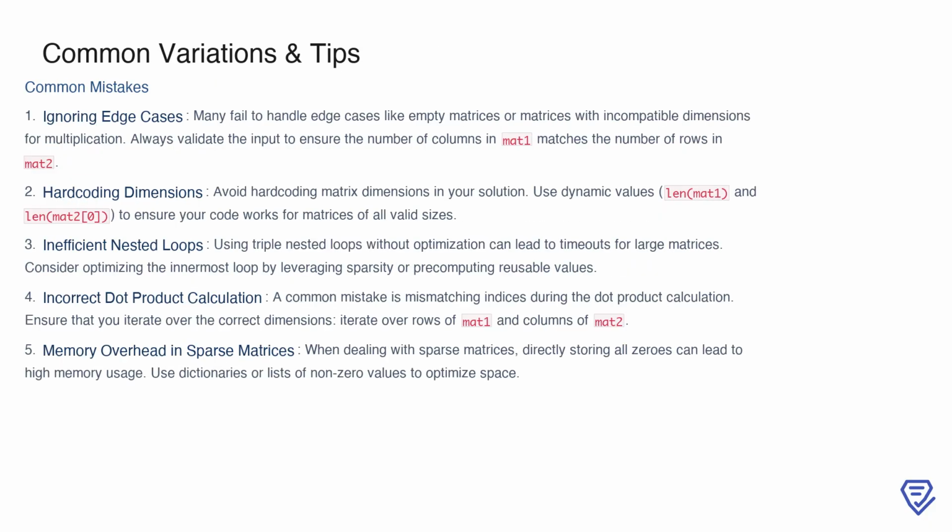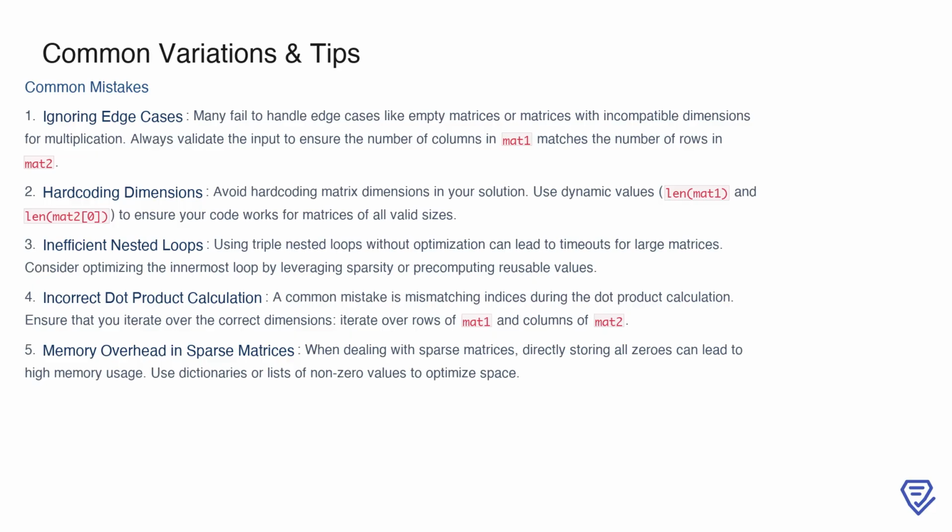When working on sparse matrix multiplication, there are some common mistakes to watch out for. First, many people overlook edge cases, such as when one of the matrices is empty or when the dimensions of the two matrices are incompatible for multiplication. To prevent this, always validate your inputs, ensure that the number of columns in the first matrix matches the number of rows in the second. Another mistake is hard-coding the matrix dimensions into your solution. Instead, use dynamic values like the length of the matrix or its rows and columns to ensure your code works for any valid input size.